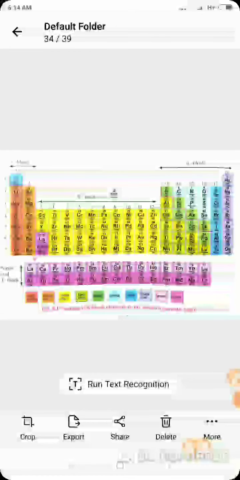elements are placed. See here, this is the structure of the modern periodic table. In the modern periodic table, there are a total of 18 groups and 7 periods. The modern periodic table is the new version of Mendeleev's periodic table, proposed by Henry Moseley. In it, a total of 118 elements are there, all completely discovered, and each and every element has been given an IUPAC name.